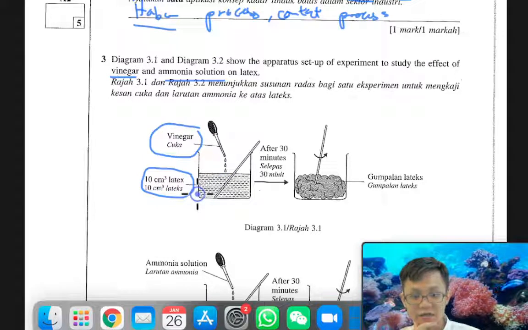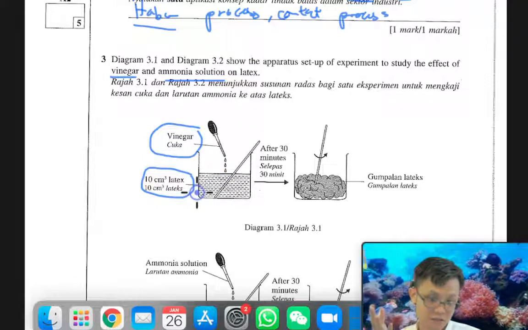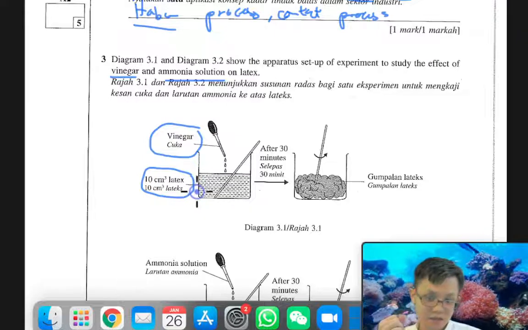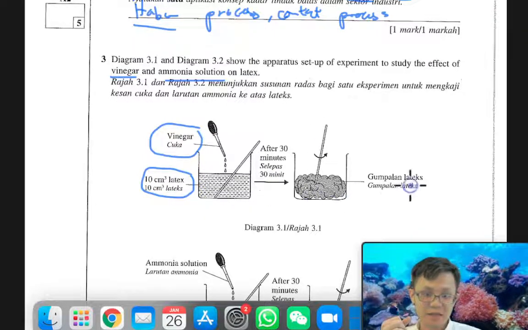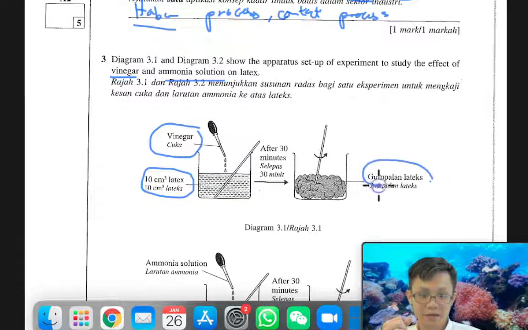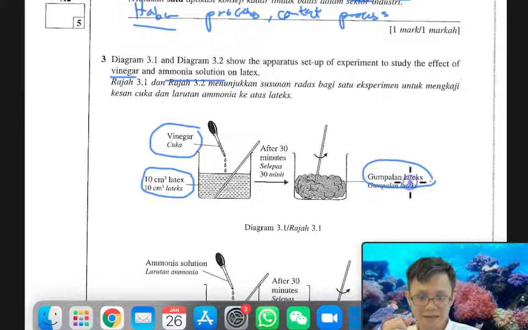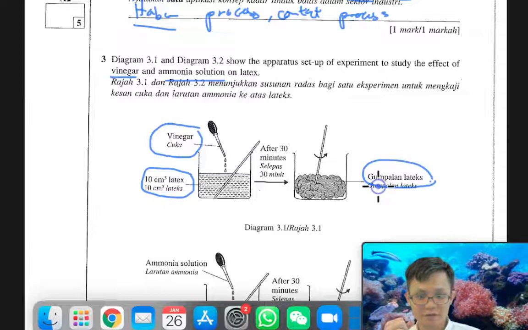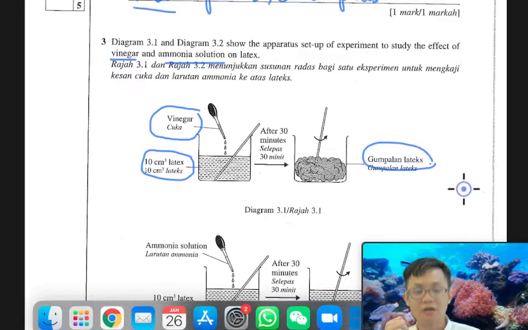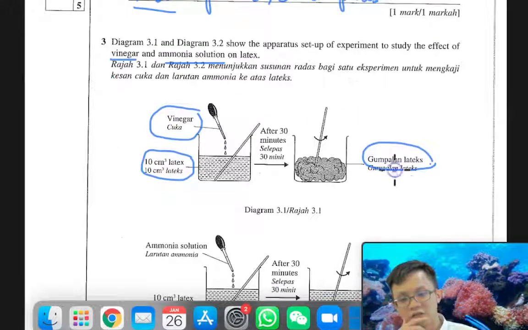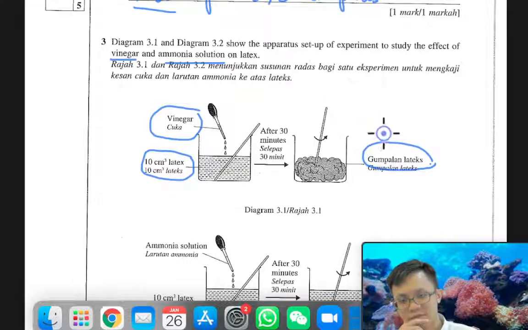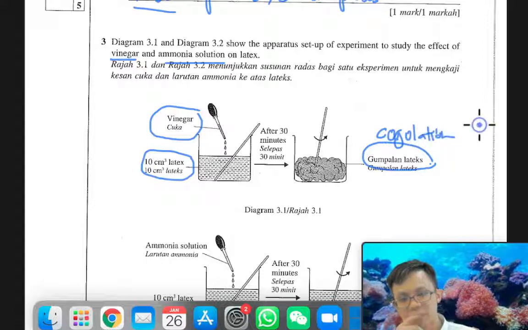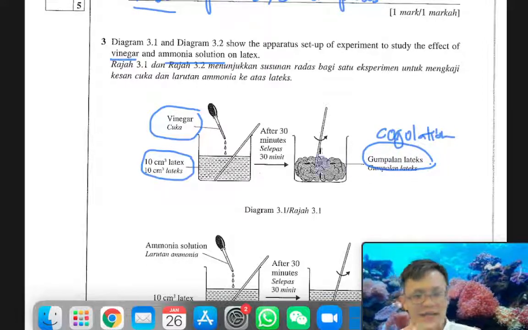You get it raw from the tree, and after 30 minutes, the latex becomes hardened. The word on the paper is a translation error. What is the correct word in English? It is coagulation. I don't know if I spelled it correctly, but I know it's coagulation.